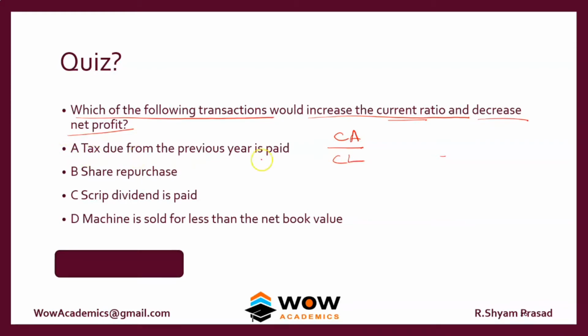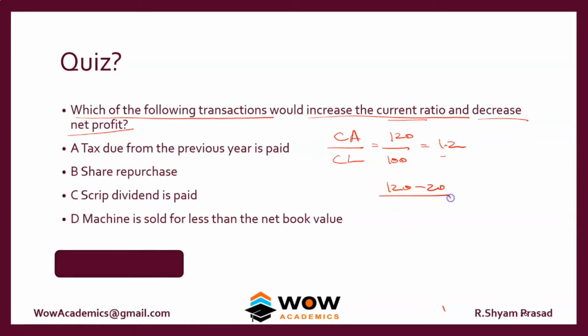Tax due from the previous year is paid. So we'll assume some numbers. Current asset is 120, current liability is 100. So the ratio is 1.2. What would happen if the tax is paid? Assume that the tax is something like 20 rupees.